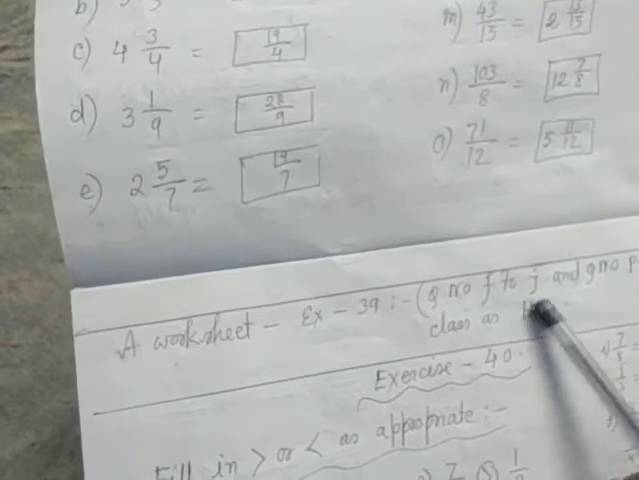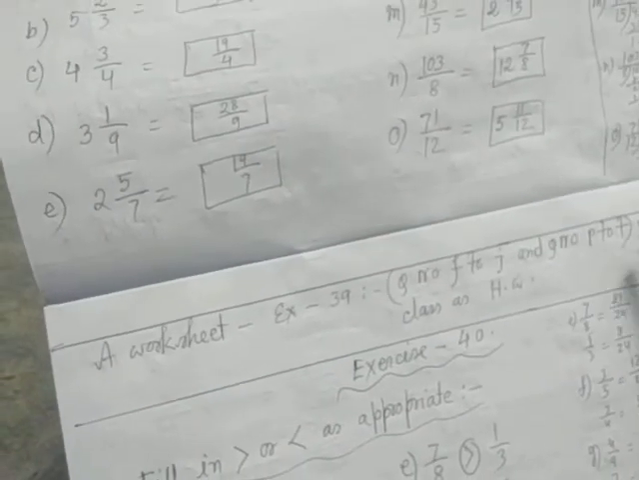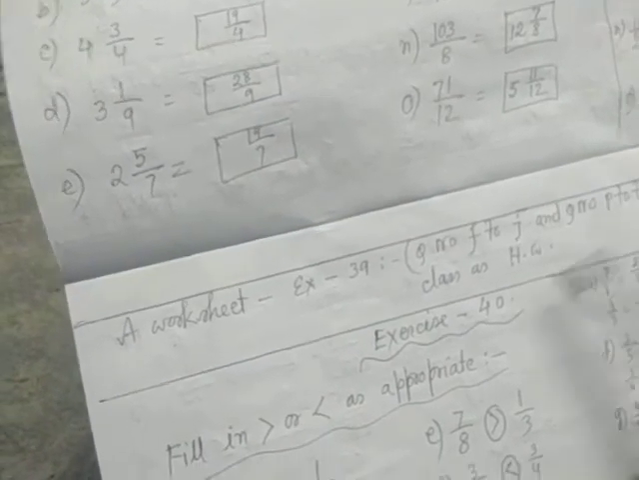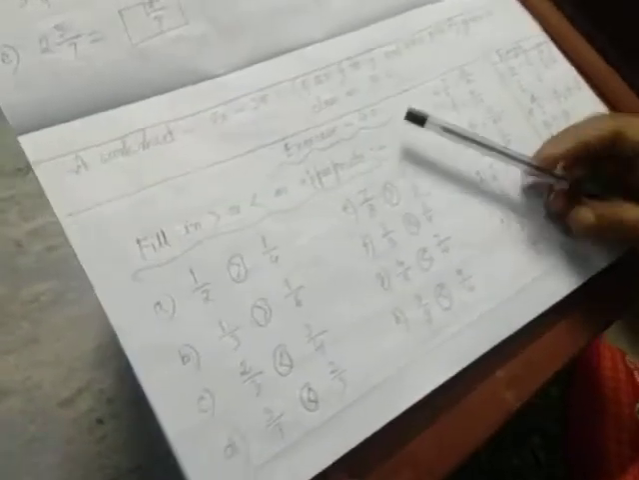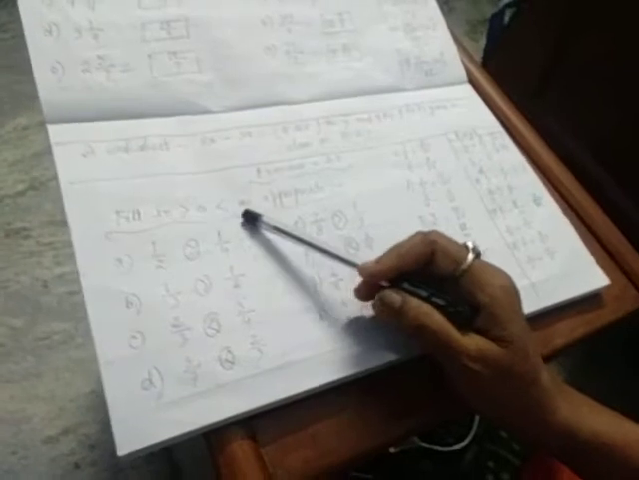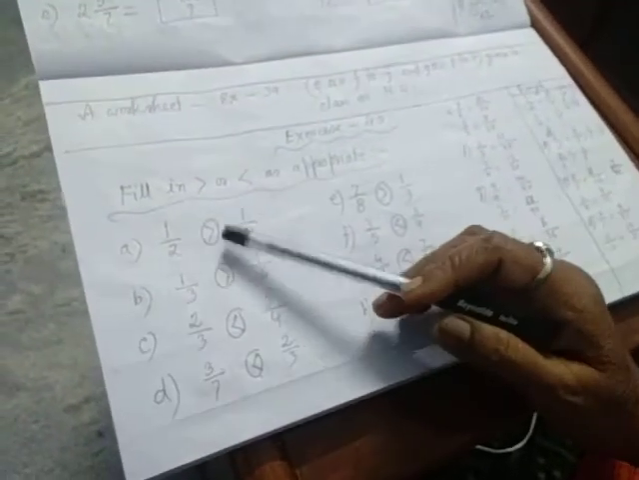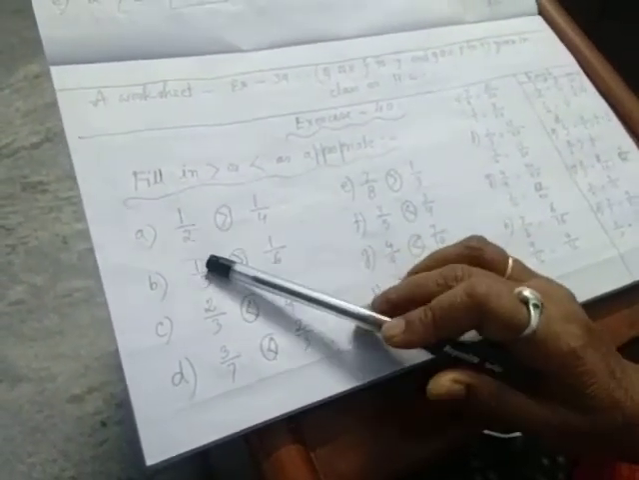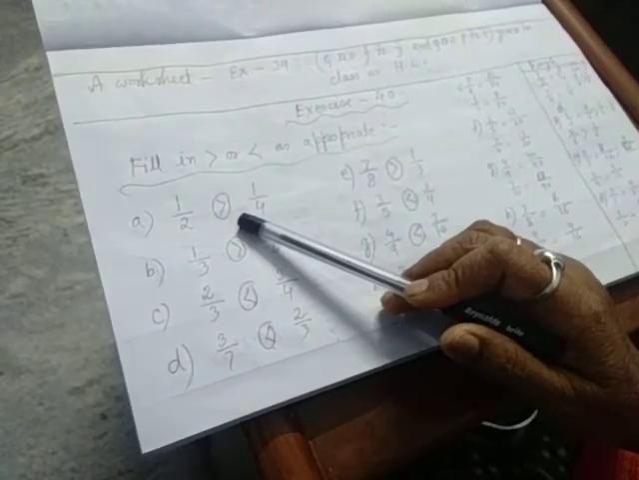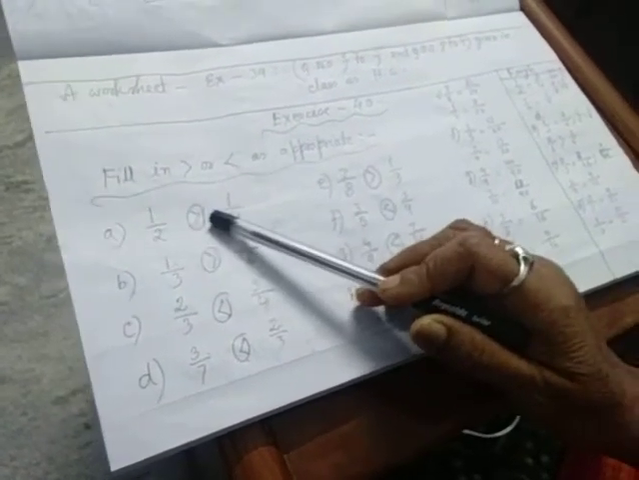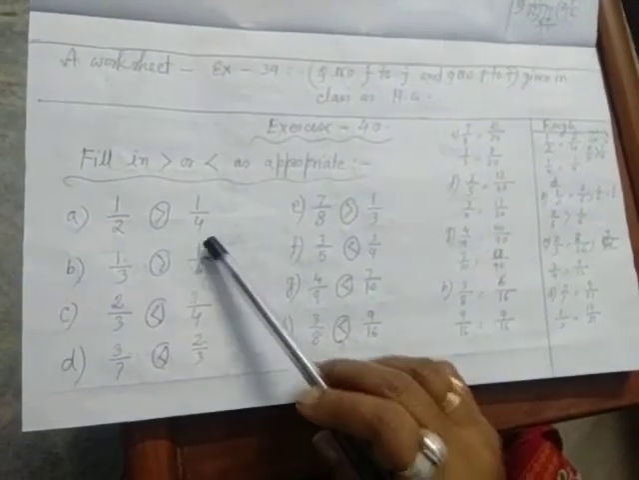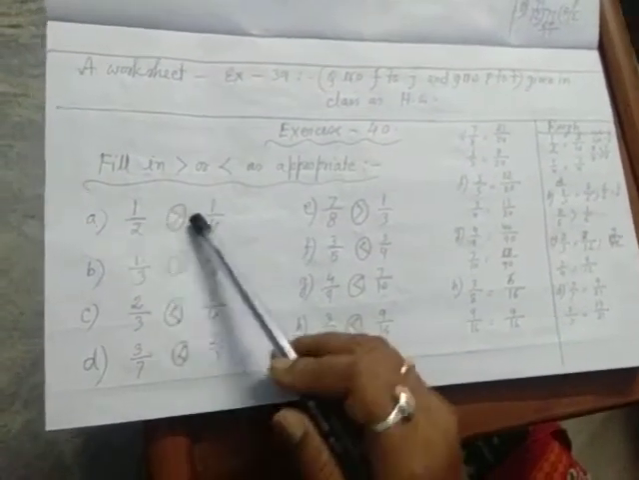Okay. Worksheet exercise 39, question number F to J and question number P to T are given in class as homework. Okay. Exercise 40. Fill in greater than or less than sign in the blank box. 1 by 2 and 1 by 4: by cross multiplication, greater than. I did it in rough, so cross multiplication, greater than.